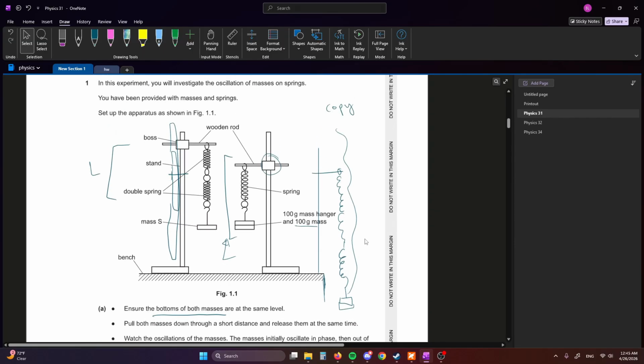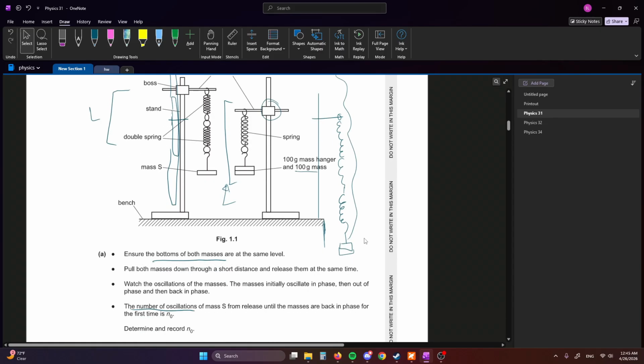But yeah, for this experiment, you do need to have some intuition of doing it. I guess you just release it and just count this one, the left one, the mass S. This is crucial. And remember that an oscillation is up and down. So when you go up and down, that's one oscillation, and you want to count as many as that.